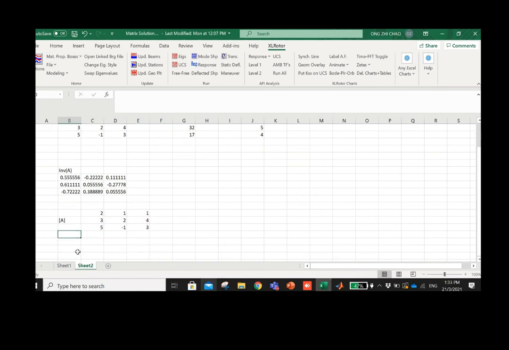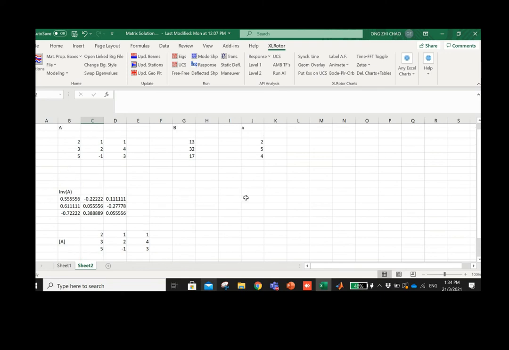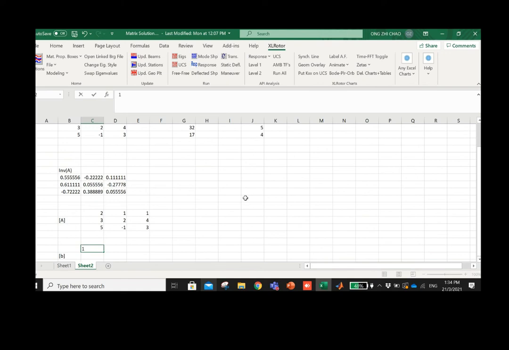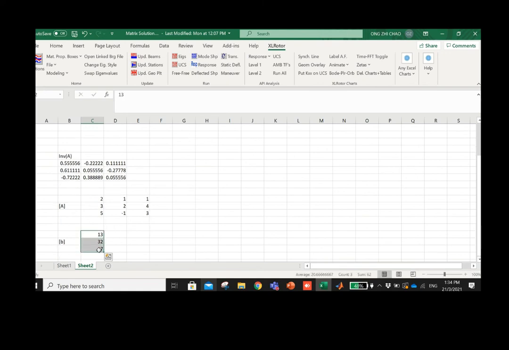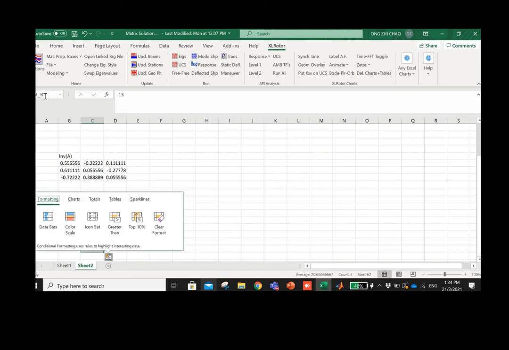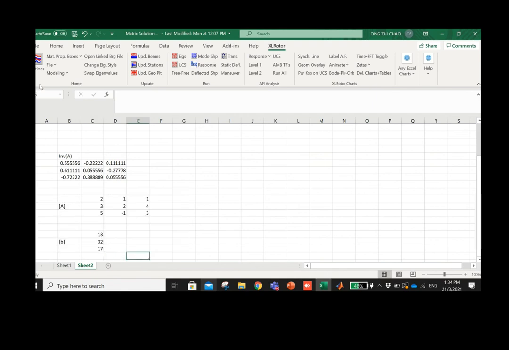Okay, then we have our B matrix, right? Our B matrix is equal to 13, 32, 17. So this itself, we have to select it, then we put it at mat B. Then you press Shift, Control, and Enter together. So again, you have your matrix defined.